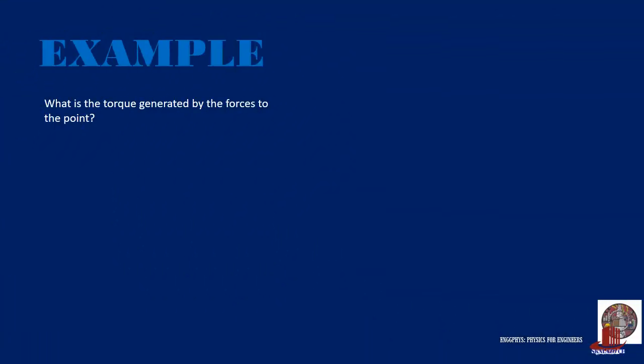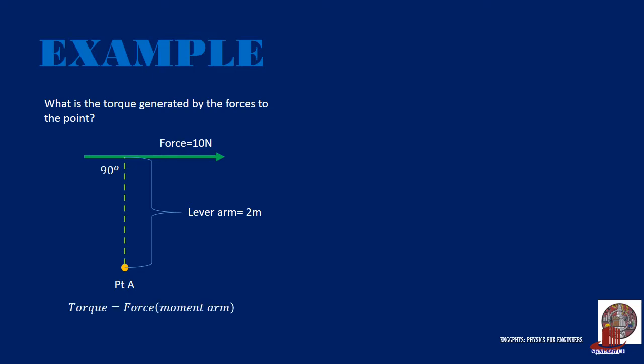How do we solve for torque? In this example, two situations are presented. What is the torque generated by the forces to the point? The first image shows a force of 10 newtons moving at a certain direction but has a perpendicular distance of 2 meters from the axis point A. So torque can be computed as force times moment arm, which would turn out as tau is equal to 10 newtons times 2 meters, giving us 20 newton meters.